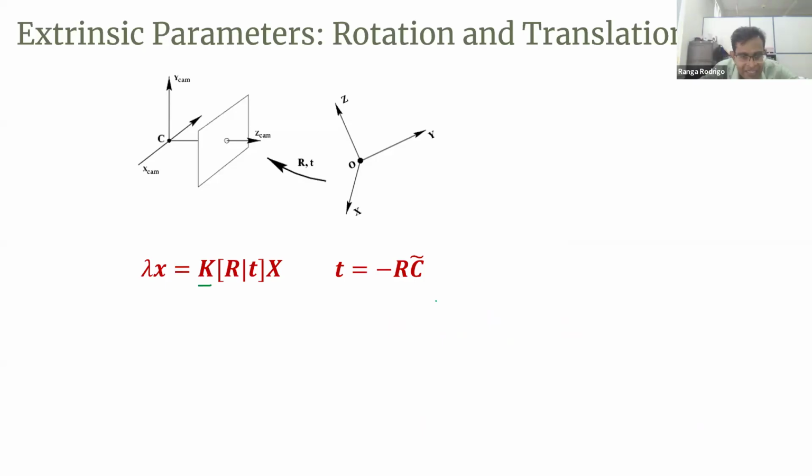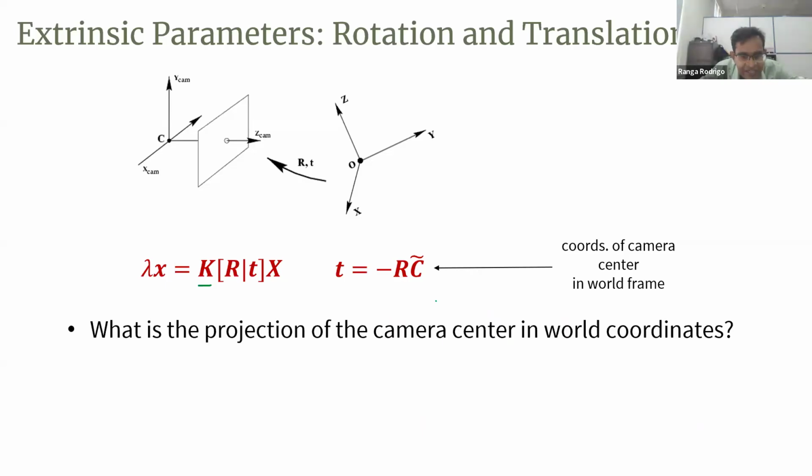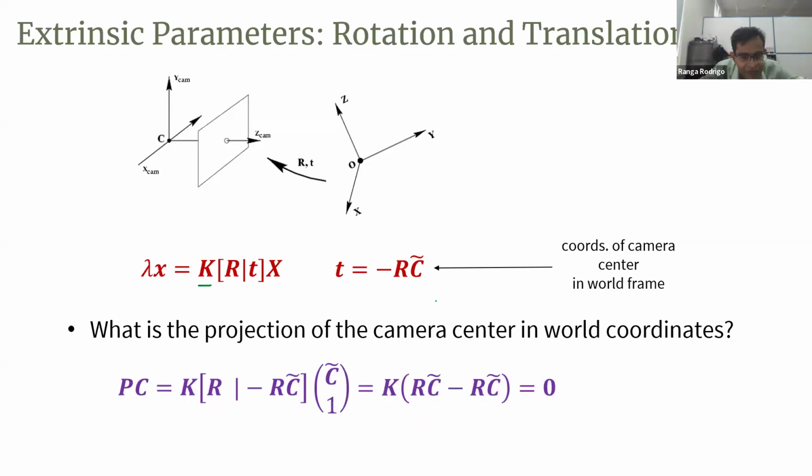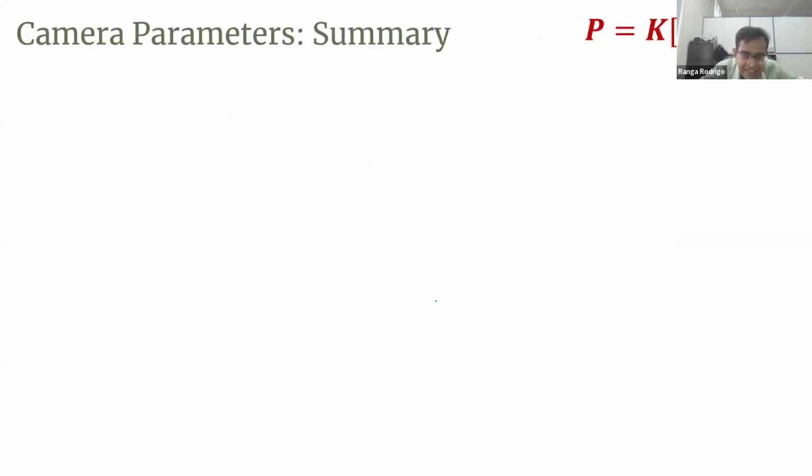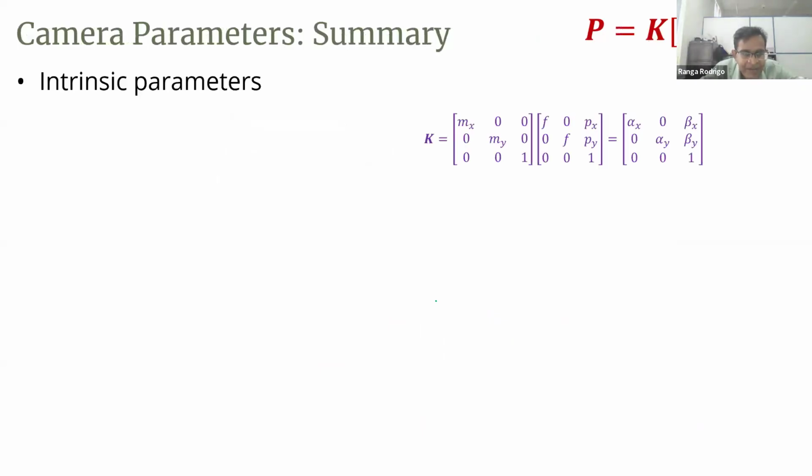So the imaging equation is x equals K[R|t]X. Here t is equal to minus RC, where C is the coordinates of the camera center in the world frame. What is the projection of the camera center in the world frame? I will not say this. The camera center is the null space of the projection matrix. That's okay. So in summary, P equals K[R|t] is the camera matrix.